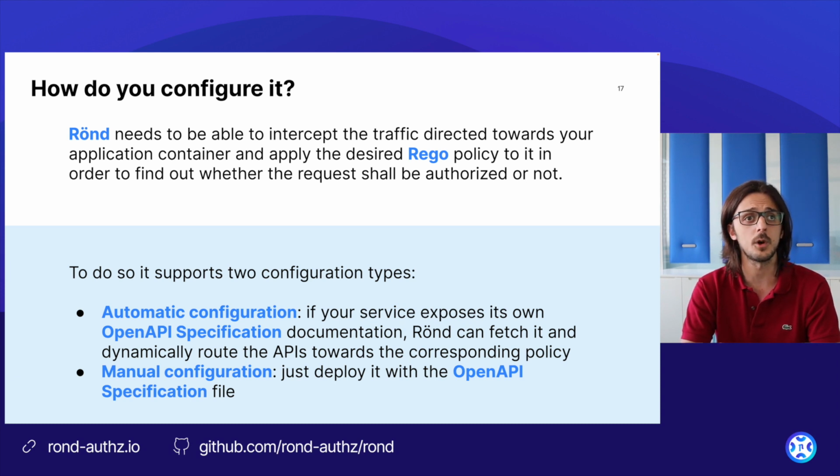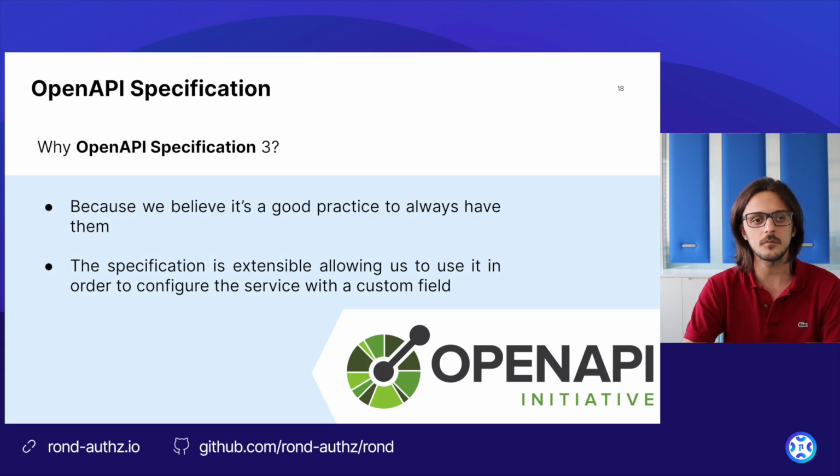There are two ways Rönd can be configured, an automatic configuration and a manual configuration. Both are ways to provide the OpenAPI specification to Rönd. The first one being automatic, so Rönd at boot tries to fetch the OpenAPI specification from the application service and dynamically exposes the APIs provided in it. And the manual configuration simply allows you to deploy Rönd with the OpenAPI specification file mounted to it.